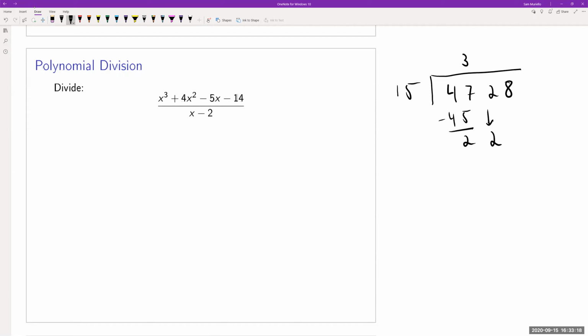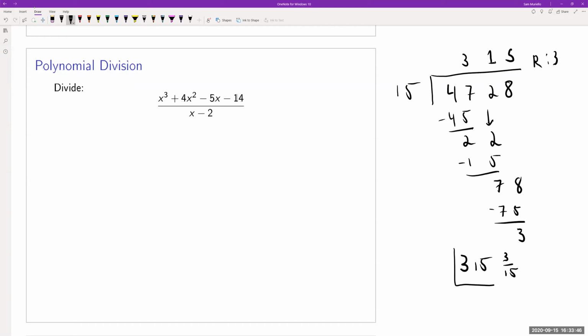15 goes into 22 1 time. Minus 15 leaves us with 7. And then we bring down the 8, and 15 goes into 78 5 times. And here we end up having a remainder. So we'll say 315 remainder of 3. Or we could say 315 and 3/15. Hey, that's a coincidence.